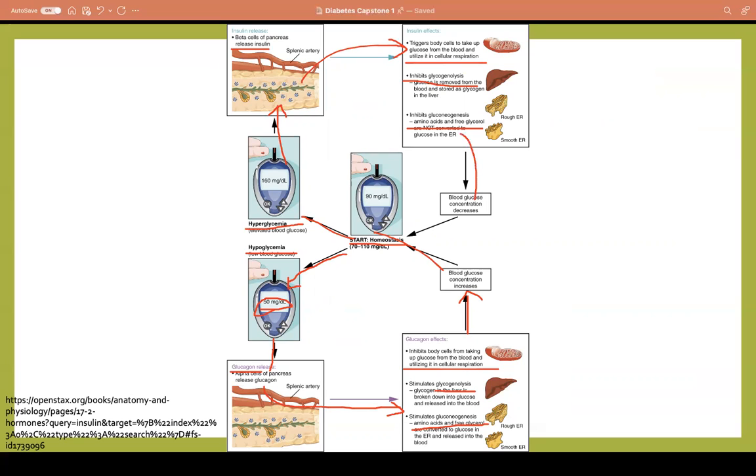And then once the blood glucose levels get back down to a normal concentration of about 90, the pancreas is going to stop releasing insulin to make sure that our blood glucose levels don't keep falling. And so we get this homeostasis.